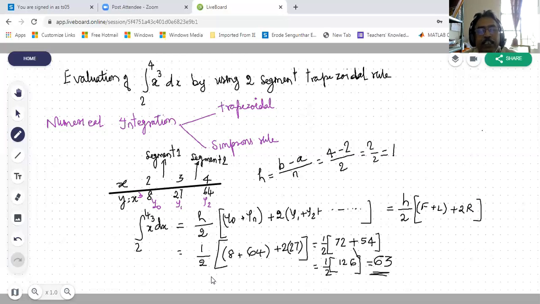What is first is 8, last is 64, plus 2 into the remaining 27. You have the answer 63. So this is the perfect answer for the problem. Okay, right? So these are the things we have. Okay, right?